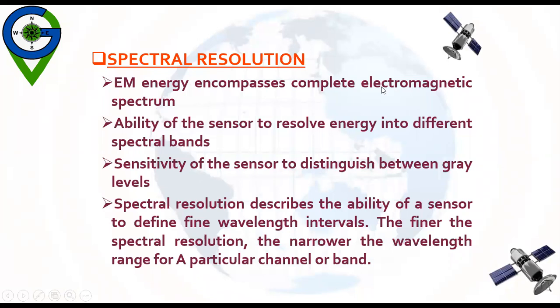So first of all, we will be discussing the spectral resolution of a remote sensing sensor. The spectral resolution refers to the number of spectral bands, individual bandwidths, and the entire range of the electromagnetic spectrum covered by the bands.